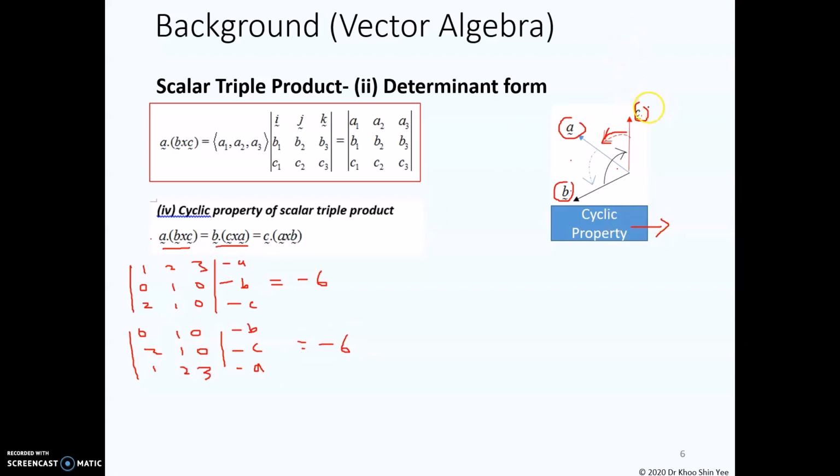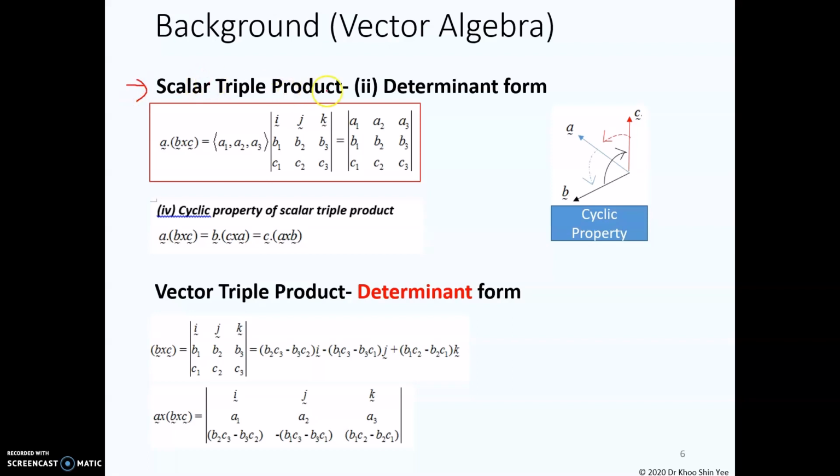By using the cyclic property, you also can take the C dot with A and cross with B, which is this. Then you can write the determinant to be C first, which is 2, 1, 0, followed by A, 1, 2, 3, followed by B, which is 0, 1, 0. And if you solve this, you should obtain negative 6. So you have learned how to perform the scalar triple product, and the result is a scalar, which is a number. On the other hand, if you take the A vector cross with B cross C, then the result will be a vector.